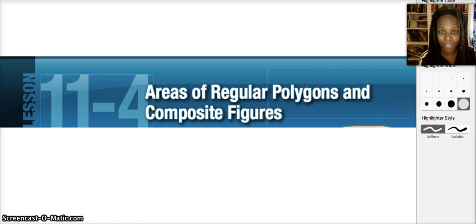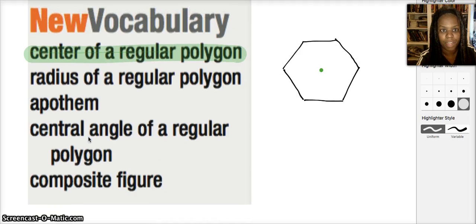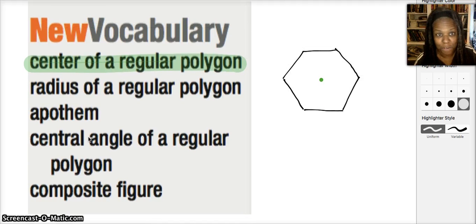We're in chapter 11, looking at section 4. We're going to discuss areas of regular polygons and composite figures. If we look, we've got a little bit of vocabulary here, and I started breaking it down for myself.